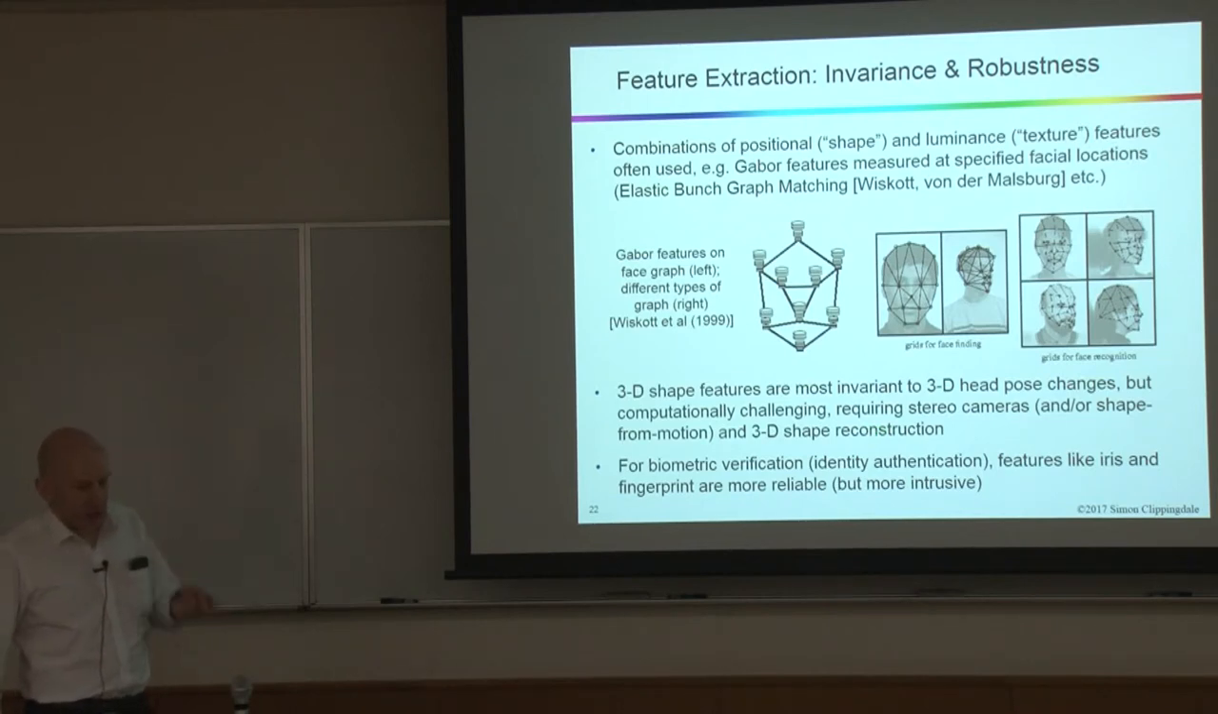It's still true today, although face recognition is getting better and better, that for biometric verification, which is trying to verify that somebody is who they say they are, like at passport control in the airport, for example, iris and fingerprints are still more effective than face recognition right now. But of course, they're more intrusive. You need people to cooperate with the system, whereas face recognition requires less cooperation.